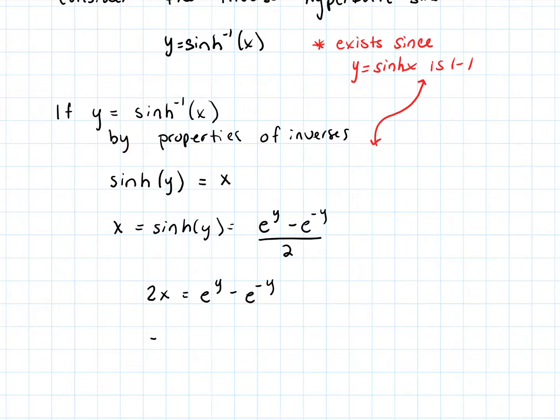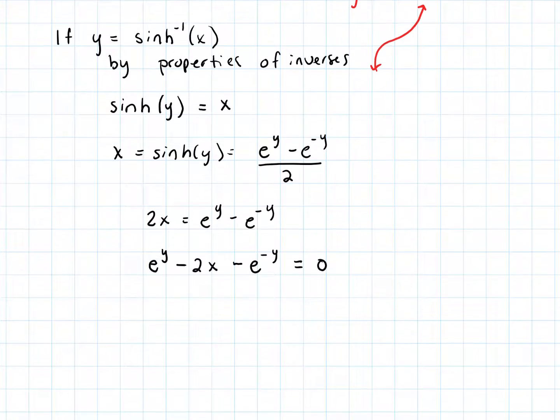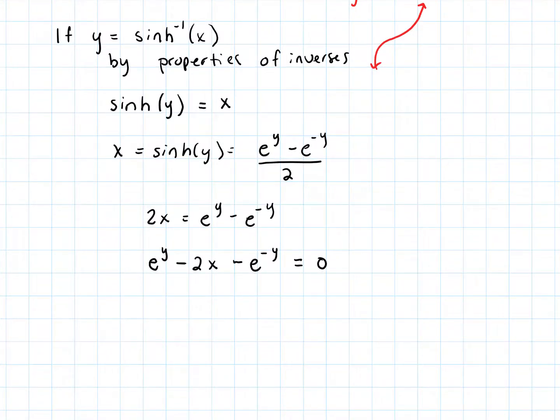Maybe I shouldn't have flipped sides up above. I should have just left it. So e to the y, and I'm going to put the minus 2x in the middle, minus e to the negative y equals 0. Just reordering this, trying to solve this in terms of y, using what I know about exponentials and logarithms. Looking at this, it's kind of messy, and I don't really like the negative exponent. So I'm going to factor out an e to the negative y. That's going to leave me with e to the 2y minus 2x e to the y minus 1.